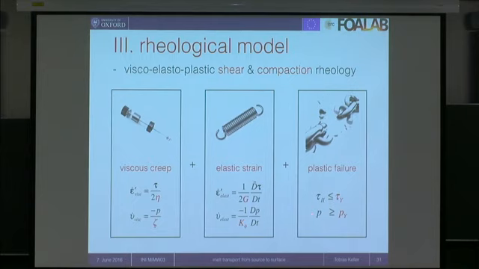And I should remind you that compaction pressure is the negative of melt overpressure. So essentially this is saying that there's a cap on how much melt overpressure can be sustained in the pore space before a rupture occurs.